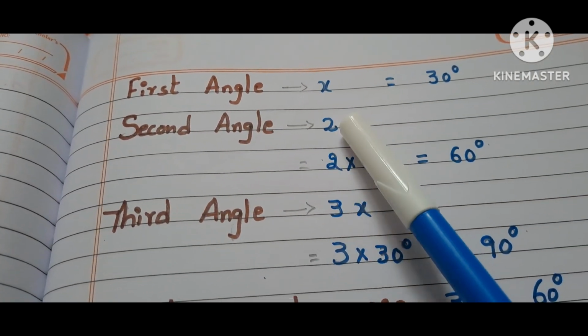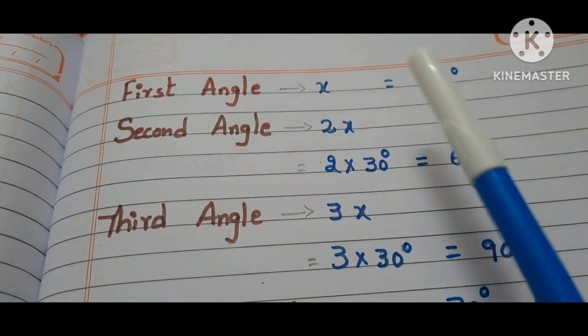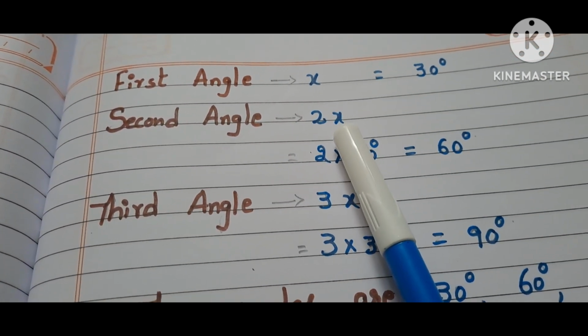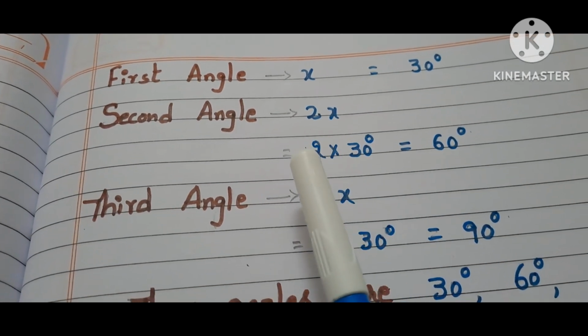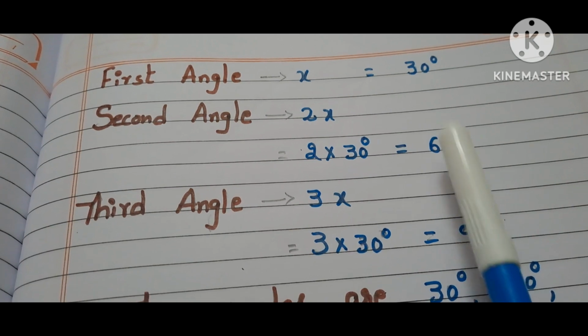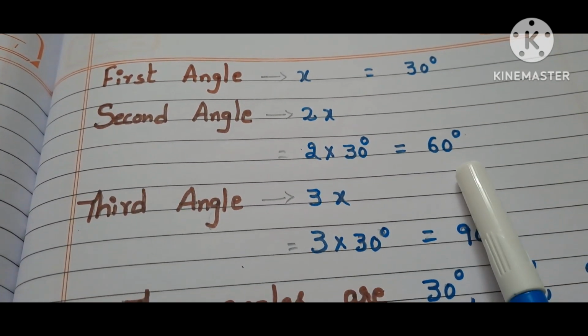First angle is x, that is 30 degrees. Second angle is 2x. Substitute 30 degrees in the place of x. Now it becomes 2 times 30, that equals 60 degrees. Therefore, the second angle is 60 degrees.